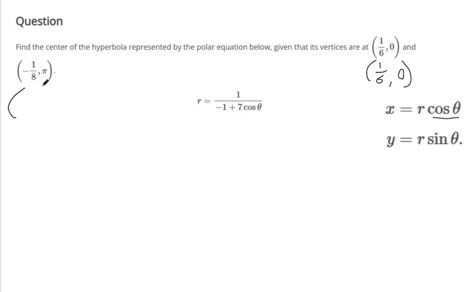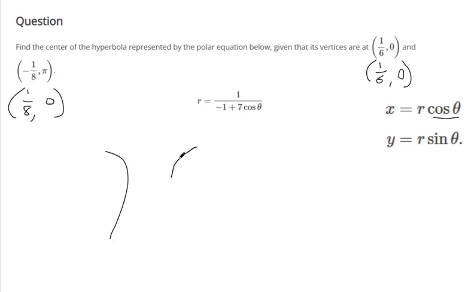And then here's the other polar coordinate. We need to convert it again. So if you plug in -1/8 for r, and pi for theta, cosine of pi is -1, so -1 times -1/8 is 1/8. And do the same thing over here, but sine of pi is 0. Those are the two vertices that we were talking about.